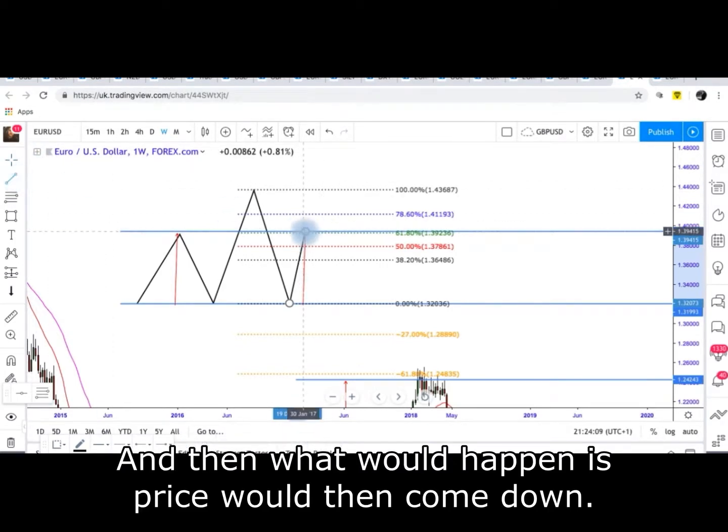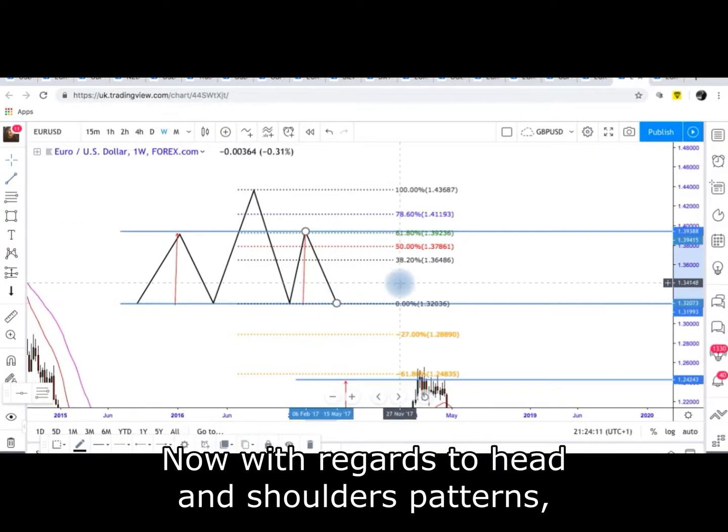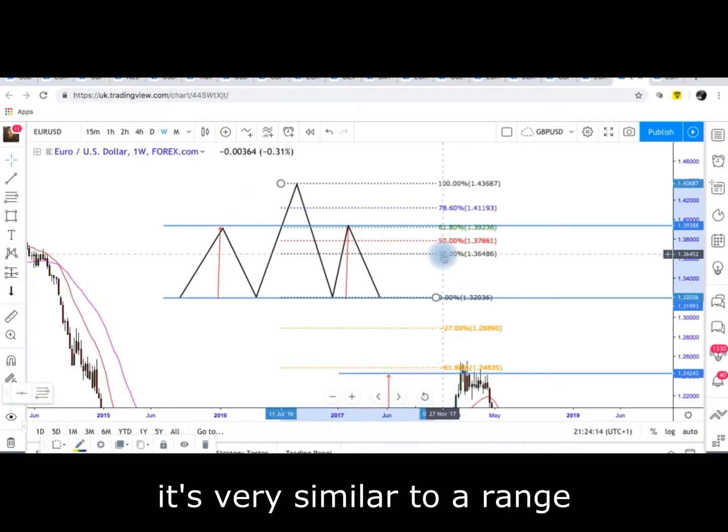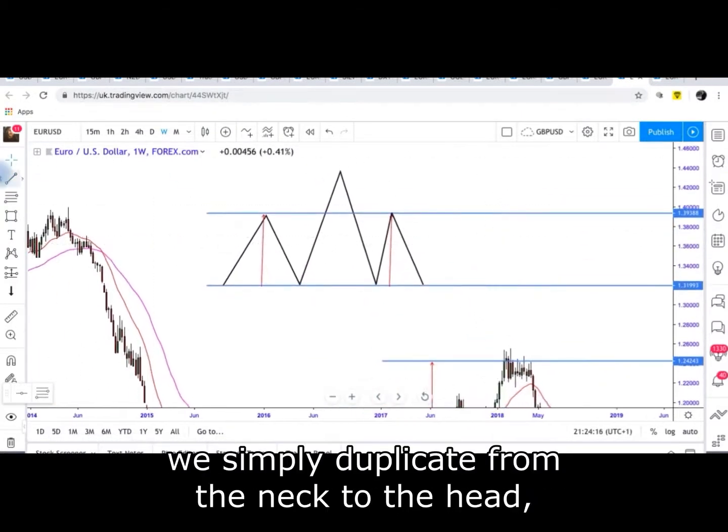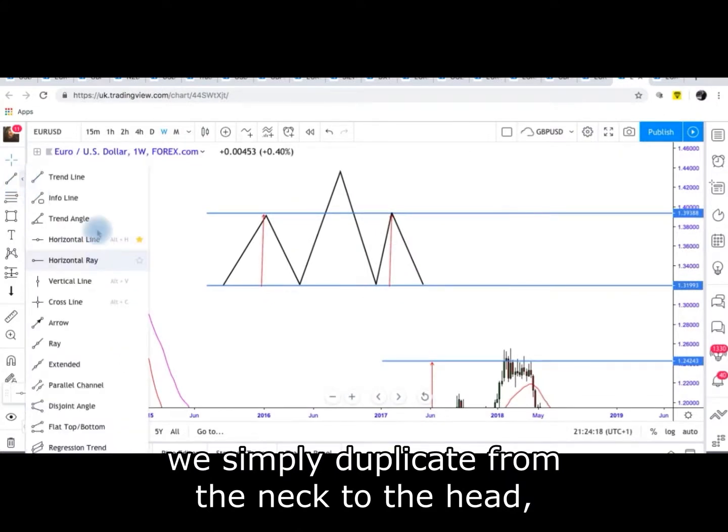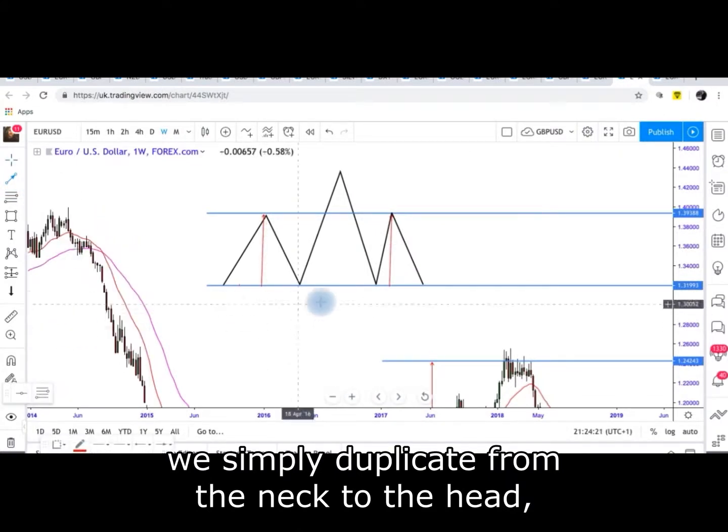And then what would happen is price would then come down. Now, with regards to head and shoulders patterns, it's very similar to a range. We simply duplicate from the neck to the head.